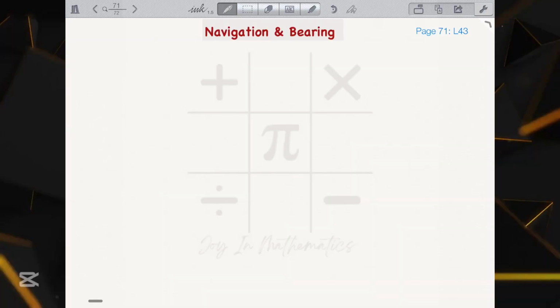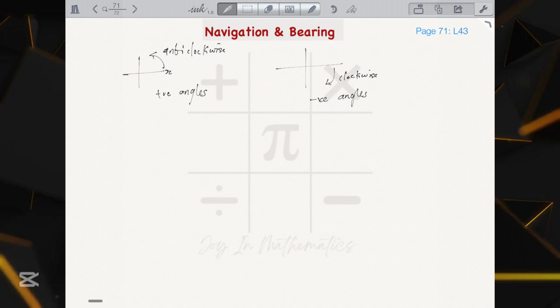Now I want to take a look at another application of trigonometry, and that is the application which involves navigation and bearing. We recall, when we were learning about positive angles and negative angles, that positive angles move from the positive x-axis in the anti-clockwise direction, and we call these positive angles. Similarly, negative angles move in the clockwise direction from the positive x-axis.